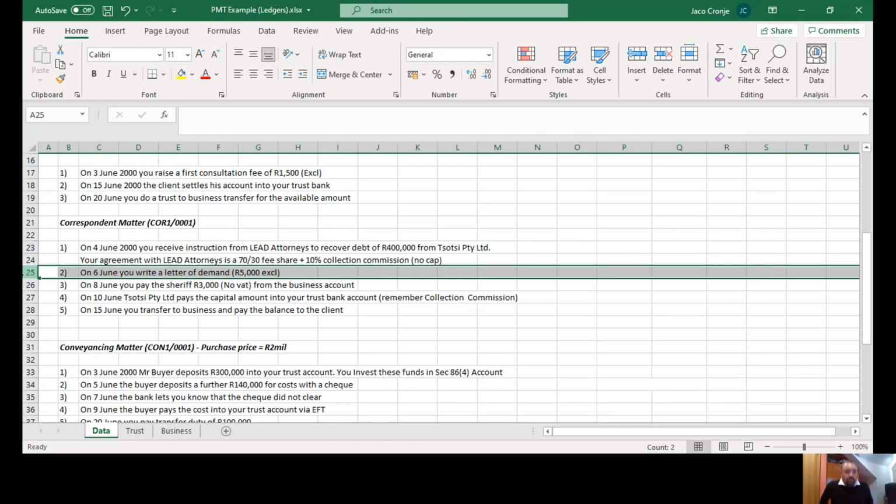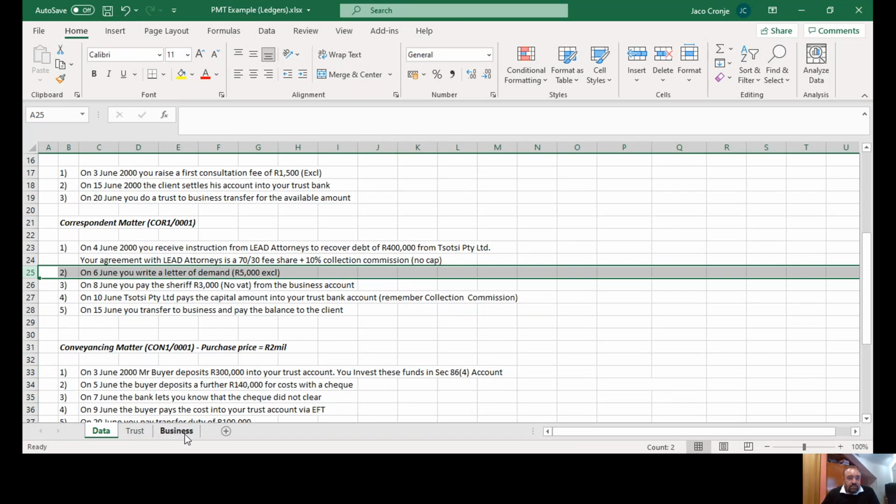Okay, now we start. On the 6th of June, you write a letter of demand for 5,000 Rand exclusive of VAT. So what does this mean? This means I have now generated a fee. Where do we account for fees? In trust or business? The answer is in business. And is there a flow of cash? At this point, no. It doesn't say they pay us for the letter of demand issued. It simply says we've done the letter of demand. We can now generate a fee to that value.